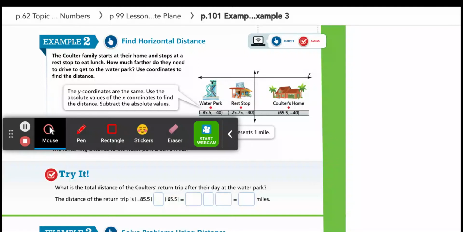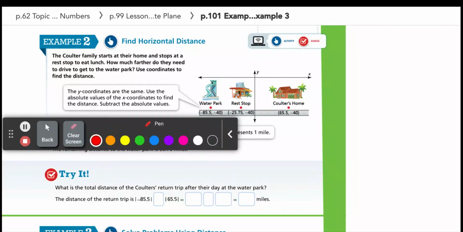And remember, word problems are just stories. So we're going to read this word problem story and think about what's happening. The Coulter family starts at their home and stops at a rest stop to eat lunch. How much farther do they need to drive to get to the water park? Use coordinates to find the distance. So in this word problem, the question that we'll be solving is, how much farther do they need to drive to get to the water park?